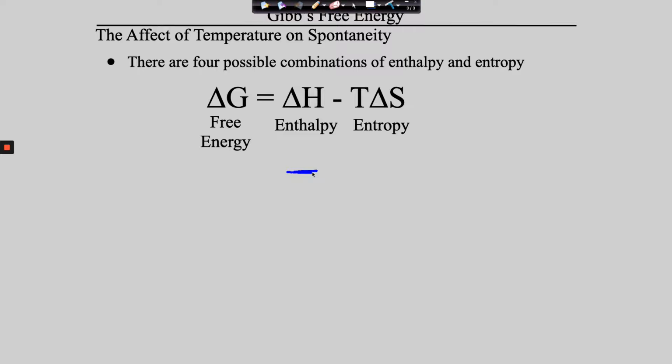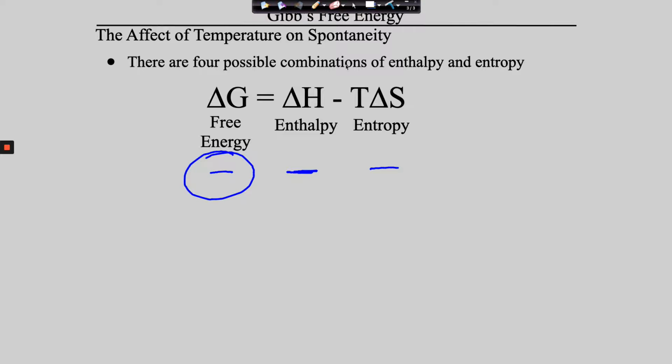Guys, if the change in enthalpy is negative, does that favor spontaneity? If the change in entropy is negative, does that favor spontaneity? No. So what then becomes the tiebreaker? Because we know that this has got to be negative in order for the reaction to be spontaneous. And we have one change that favors spontaneity, and we have another change that does not favor spontaneity. So can this reaction be spontaneous? And the answer is yes.